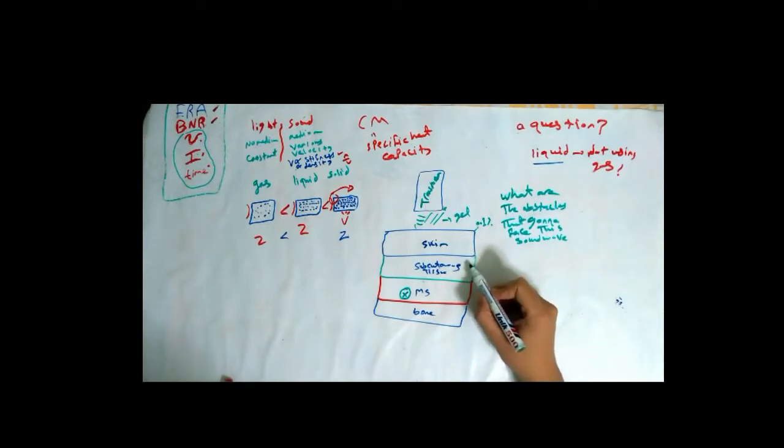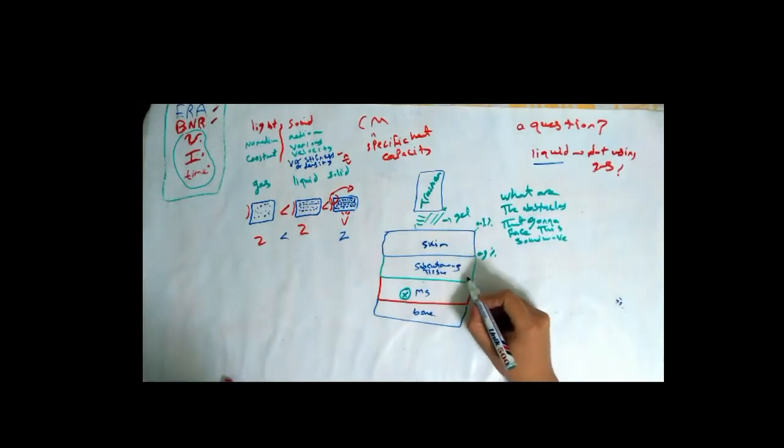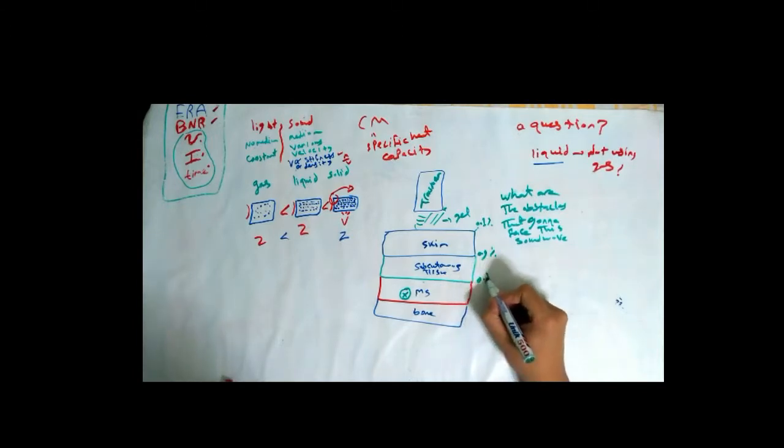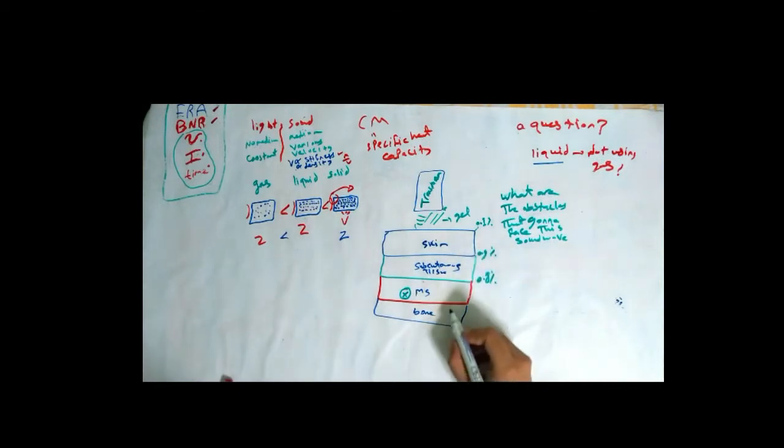And between skin and subcutaneous tissue, 0.9% of reflection will happen. Between subcutaneous tissue and muscle, 0.8% of reflection is going to happen. Between muscle and bone, 34.5% reflection.